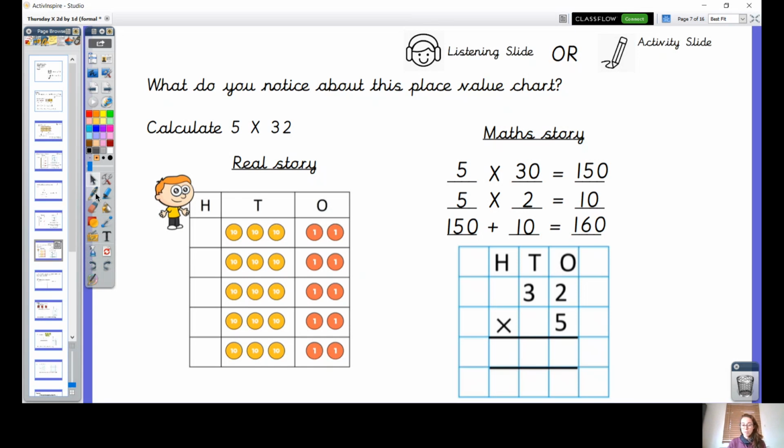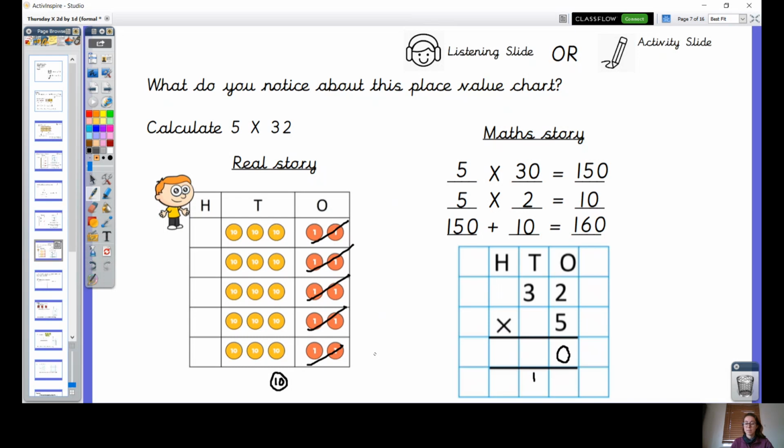First, multiply the ones. So, looking in my ones column, 2 times 5, 10. I know that straight away, 10. And we can see on my real story grid, we've exchanged 10 ones, haven't we, for 1 ten, because 10 is more than 9, and I can't have 10 all in that ones column. 2, 4, 6, 8, 10. I've exchanged that for a 10. And we can see that in my calculation here. I've got that exchanged 10 there, and I've got nothing now in the ones column. Right, what do I do now?